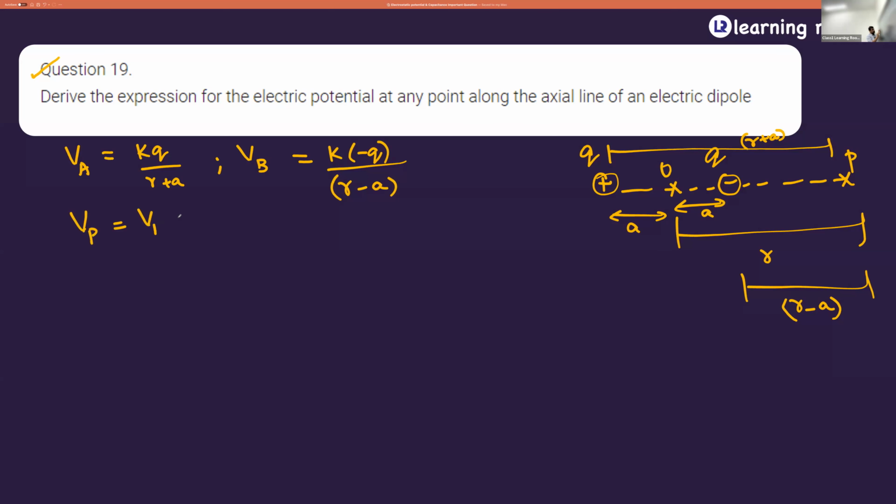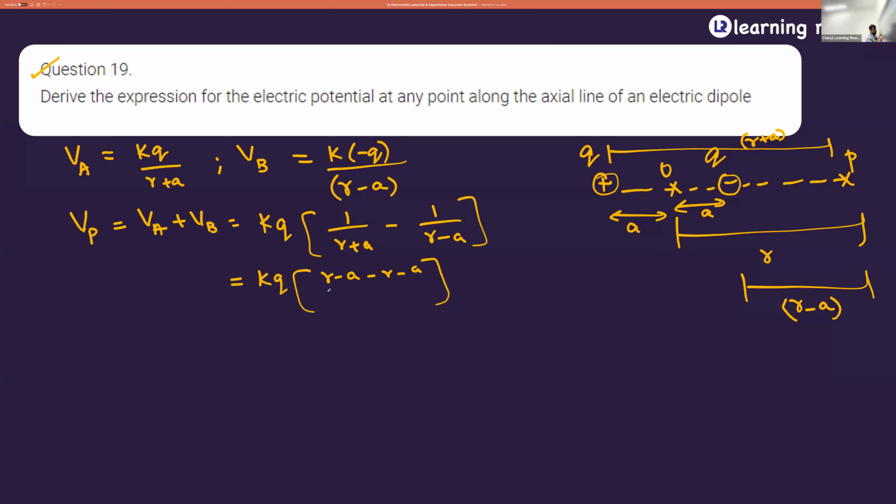So what is going to be the total potential at point P? It is going to be VA plus VB. KQ is constant among both. You will have 1 by R plus A minus 1 by R minus A. When you take the LCM and solve, you will get KQ into R minus A minus R minus A, divided by R square minus A square. R and R are gone. So you will be left with minus 2A into Q. 2A into Q is basically the dipole moment. So you will have the answer as minus K times P, the whole divided by R square minus A square, which is approximated to R square. So the answer is minus KP divided by R square.